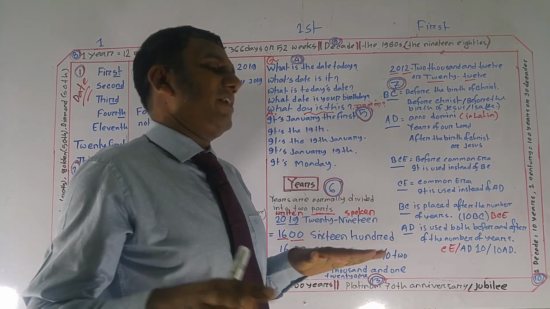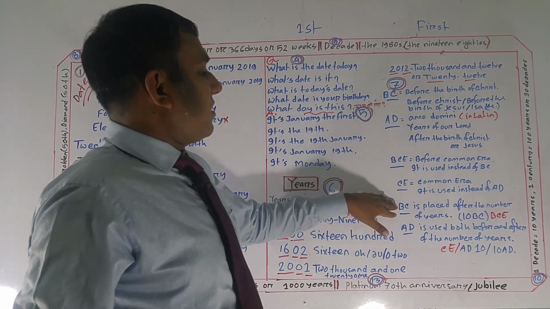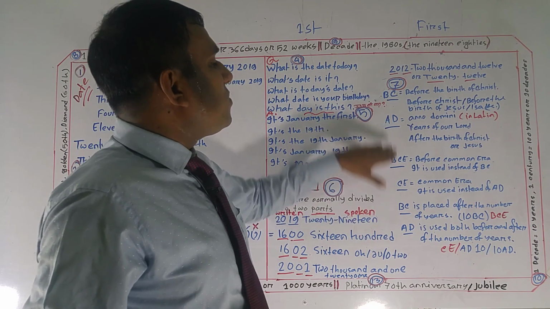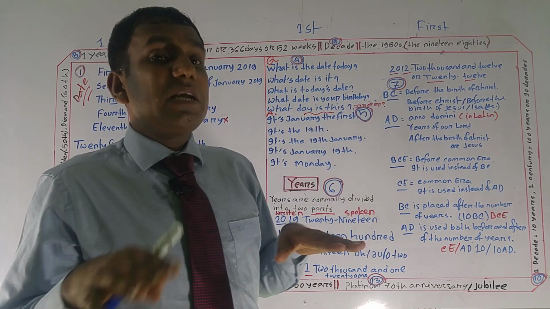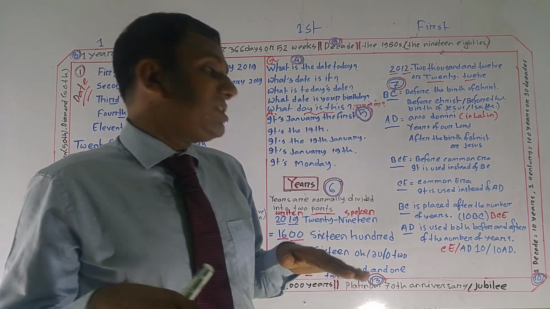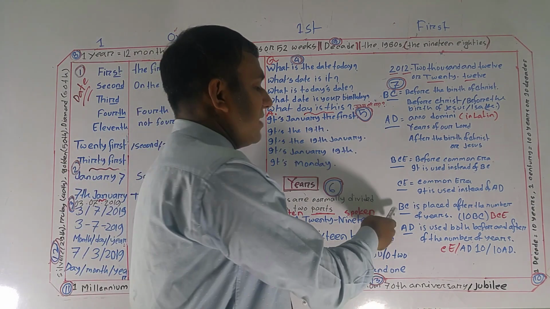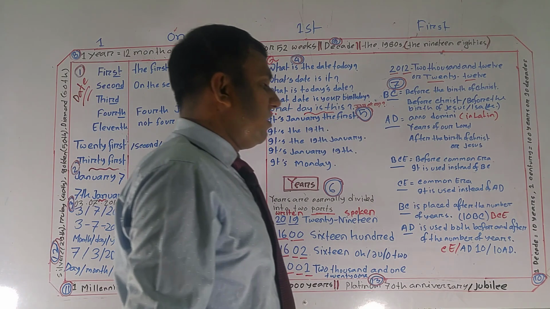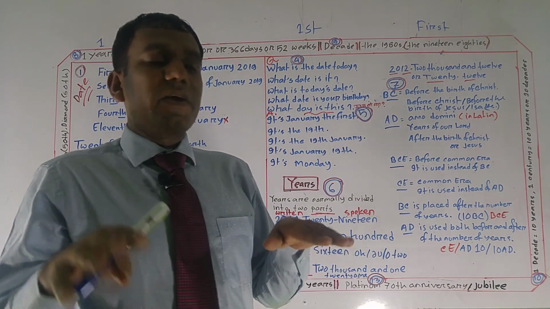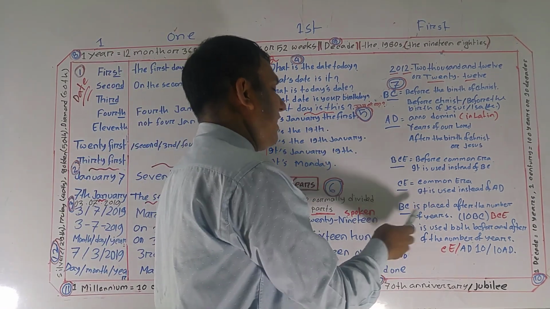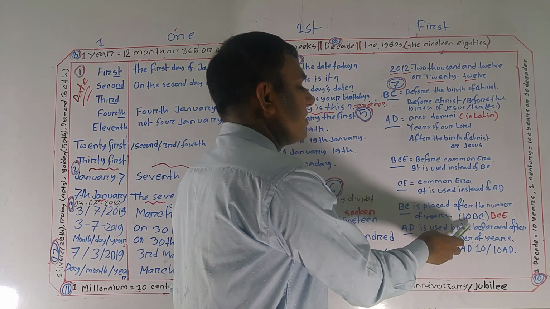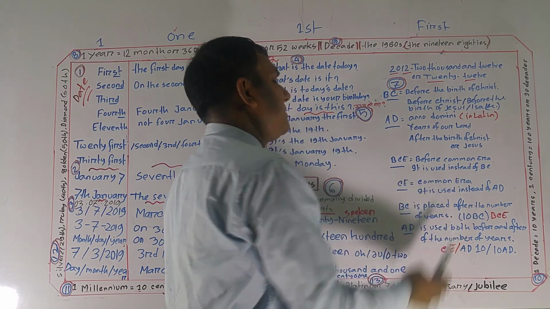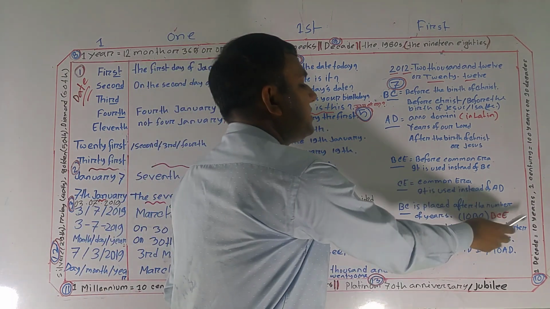And this is common nowadays. And here is the position of these four items, where you have to place this abbreviation. Here I have written BC is placed after the numbers. After the numbers of the years you can use BC, like 10 BC or 10 BCE.